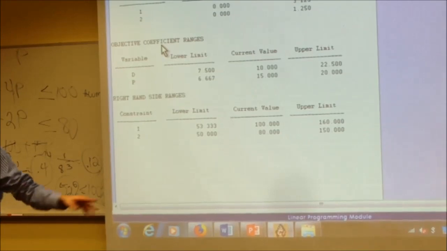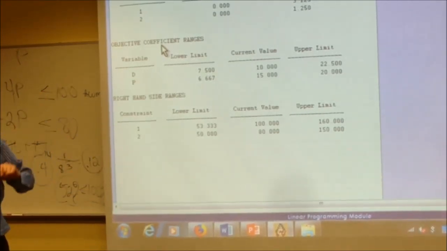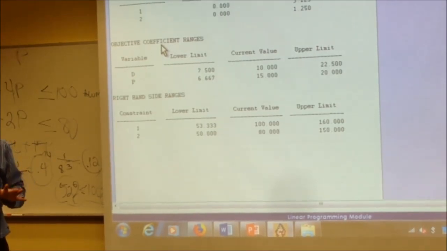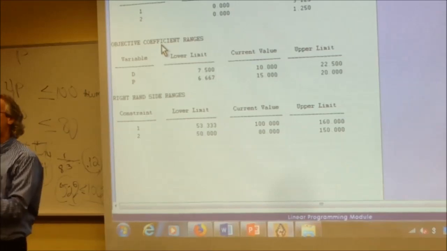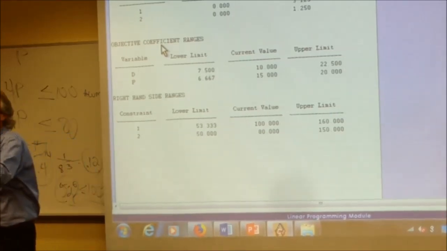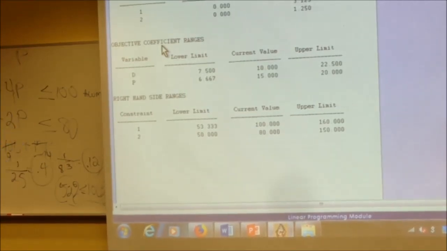Now, let's do the other one. It's going from 80 to 90, up 10 units. The dual price says it's going to have a positive or negative effect if it goes up. Positive effect of $1.25 times 10 is $12.50. Add or subtract? Add. We first subtract, then we add. You've got your new objective function value.